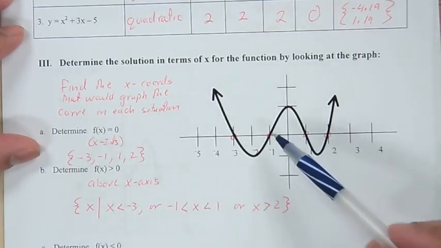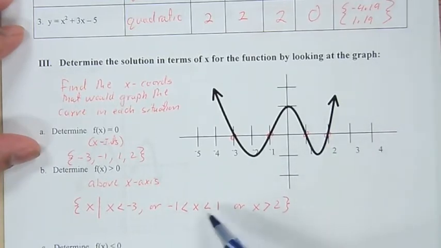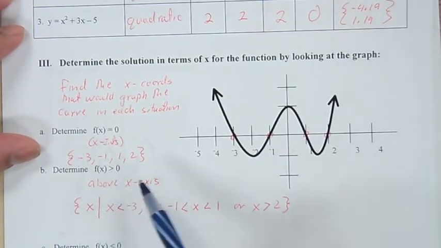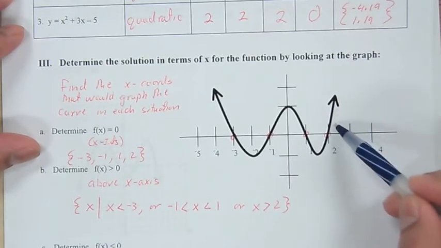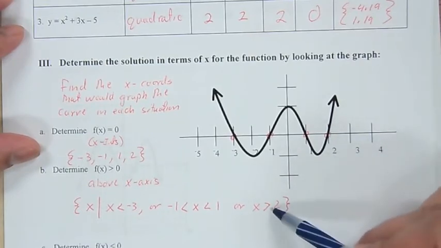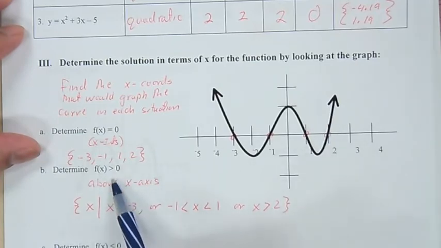It's also greater than 0 between -1 and 1. Put -1 and 1 there, x there. Now, I don't put less than or equal to right here because I want it greater than 0, not greater than or equal to 0. So therefore, these signs also cannot have an equal sign. And finally, the graph is above the x-axis also right there. So greater than 2, and not greater than or equal to 2 because I don't want it equal to 0. I want it greater than 0.